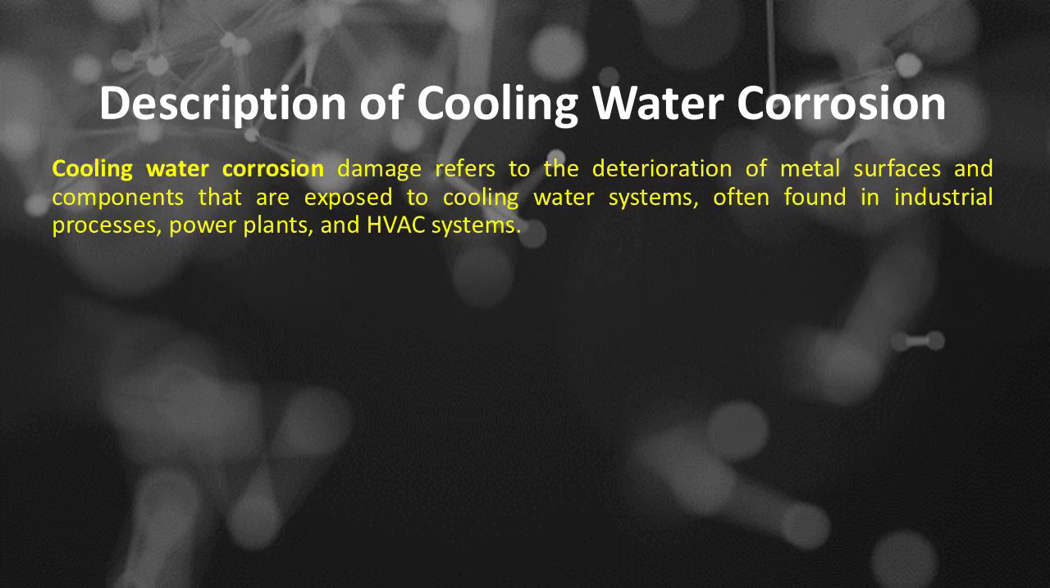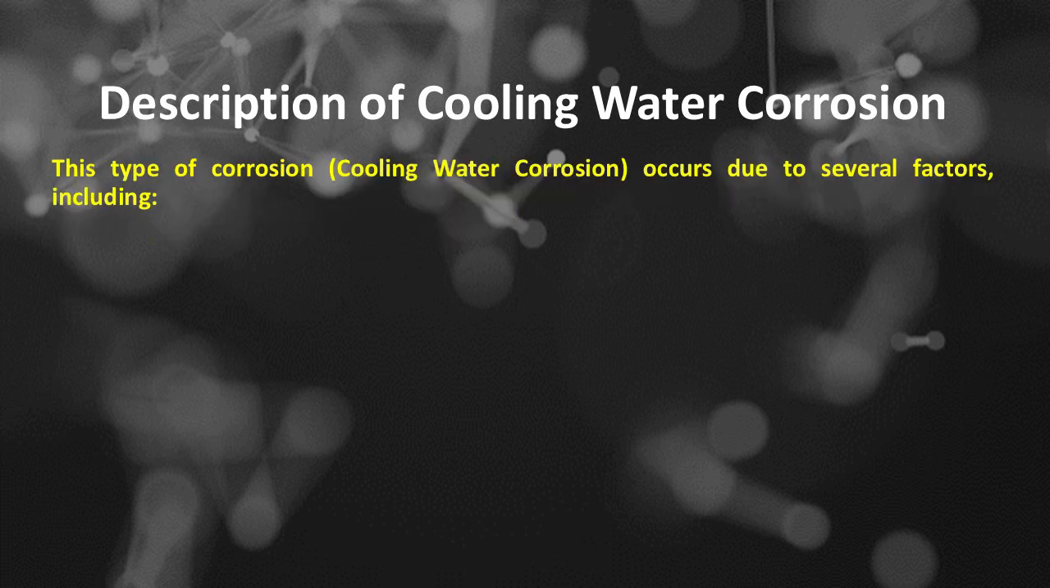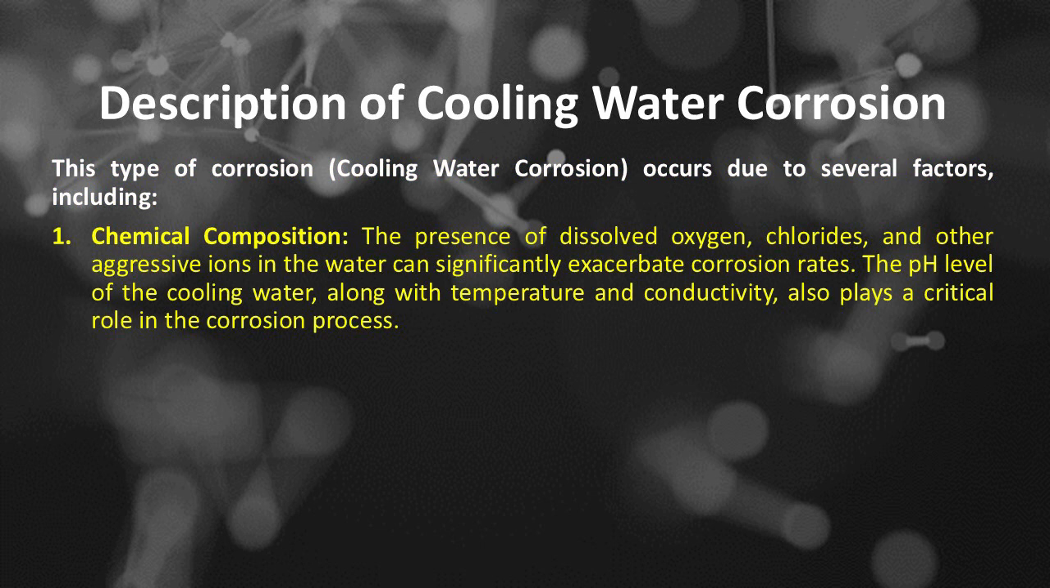Cooling water corrosion damage refers to the deterioration of metal surfaces and components that are exposed to cooling water systems, often found in industrial processes, power plants, and HVAC systems. This type of corrosion occurs due to several factors, including: Number 1 is chemical composition. The presence of dissolved oxygen, chlorides, and other aggressive ions in the water can significantly exacerbate corrosion rates. The pH level of the cooling water, along with temperature and conductivity, also plays a critical role in the corrosion process.